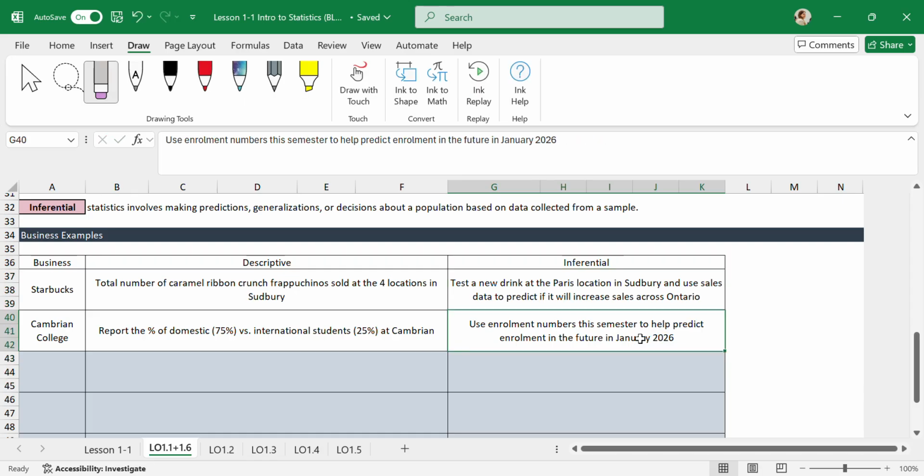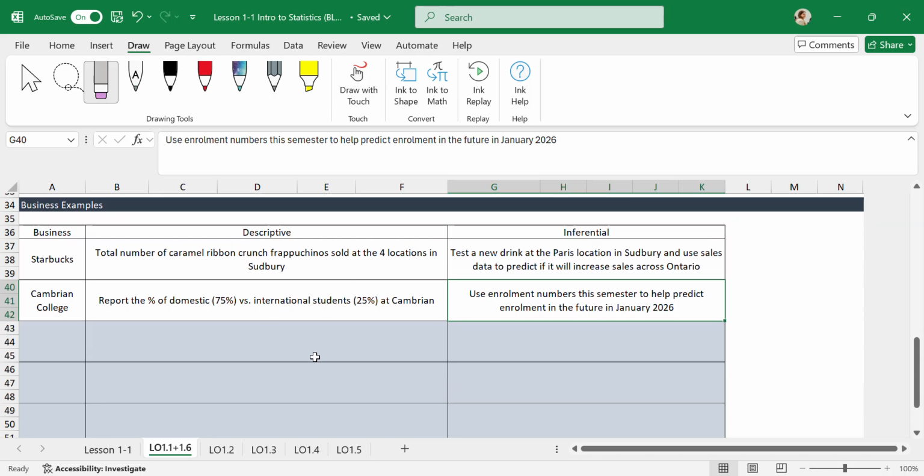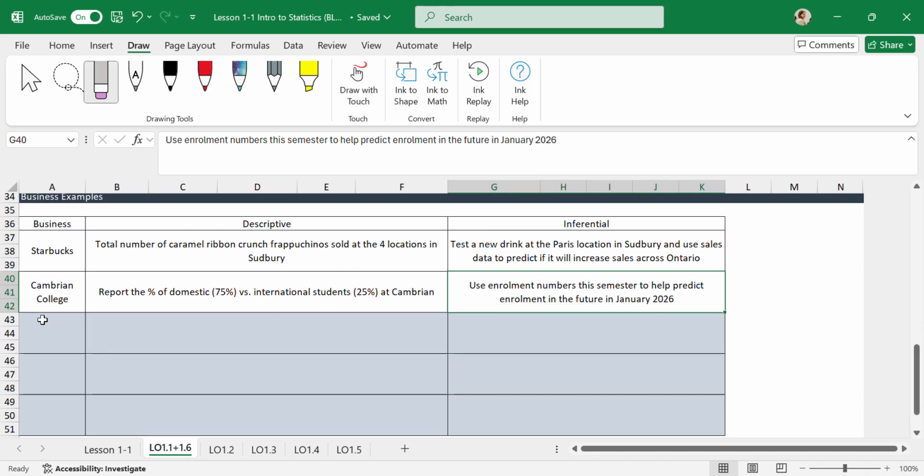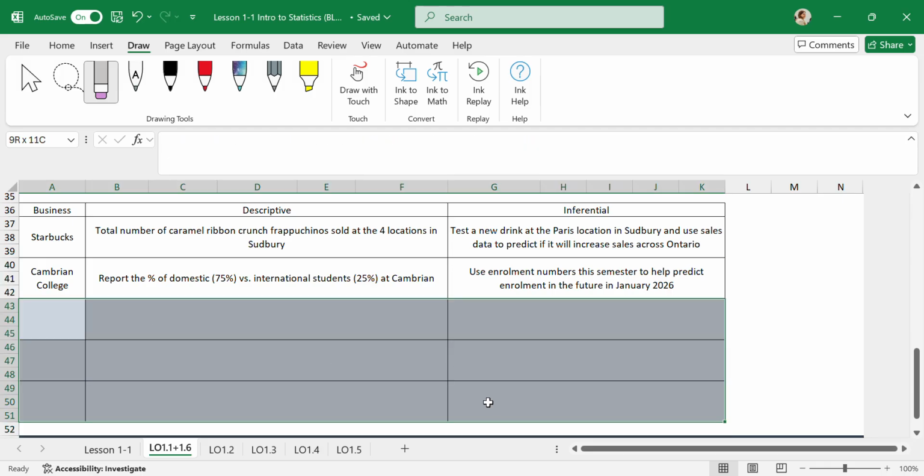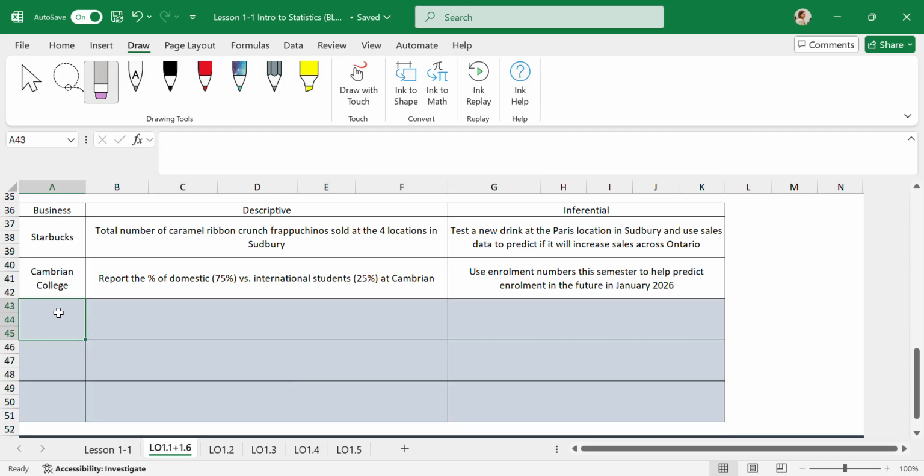So that would be a prediction into the future, which is inferential in nature. In the table, I left 3 blue boxes. Those blue boxes in the note and in all the lessons will be used to indicate something that we're going to fill in together or an example to fill in together. So the goal here would be for you to think of a business on your own and an example of how descriptive and inferential statistics could be applied.